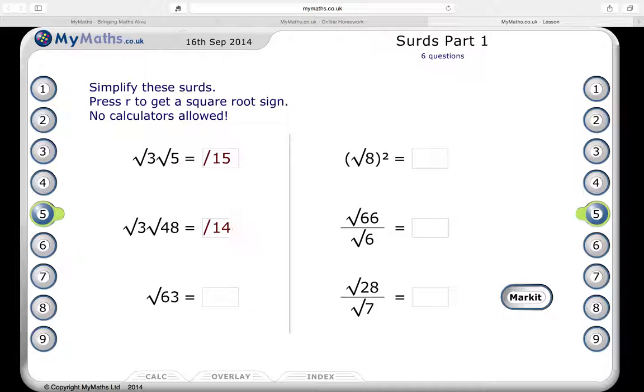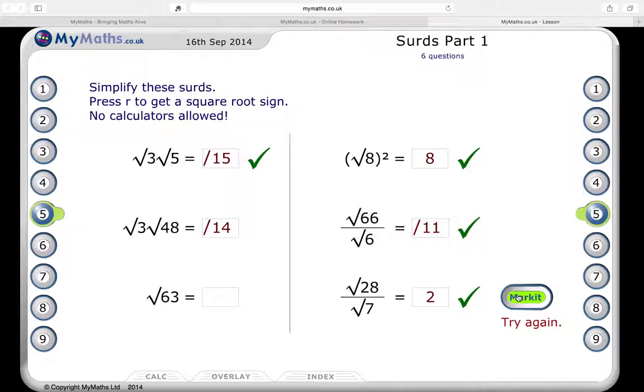Now moving on to root 8 squared, which using the rule, there's no real working out to do here, it's just 8. 66 divided by 6 is what we need to do on the second one, which is equal to 11, and because there's root signs it's root 11. 28 divided by 7 is 4, and sticking a root on, it's root 4. Now we obviously know that one is 2.